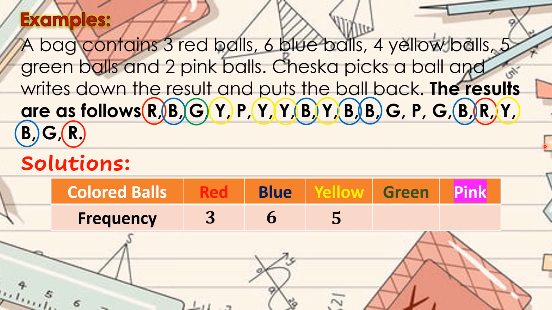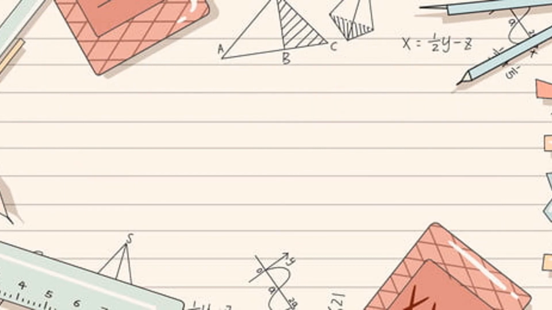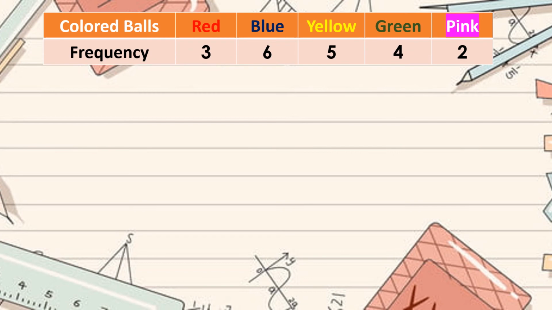For green, 1, 2, 3, 4. So we have here 4 greens and 1, 2 pink. Ayan. So mayroon na tayong data. Now, let's answer the given questions.